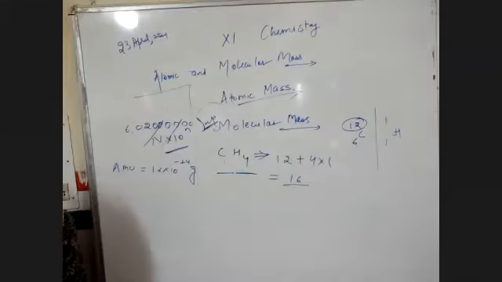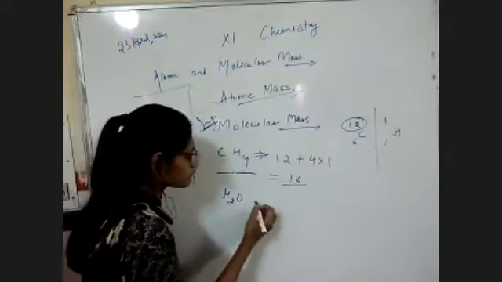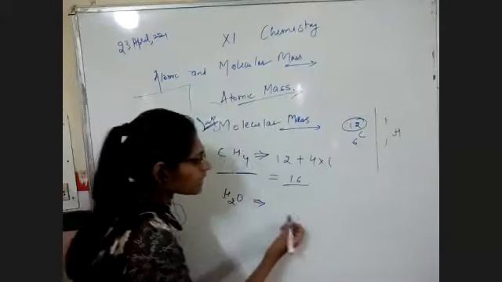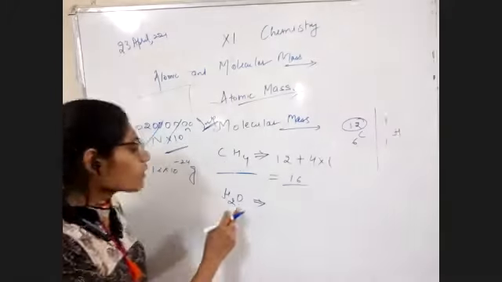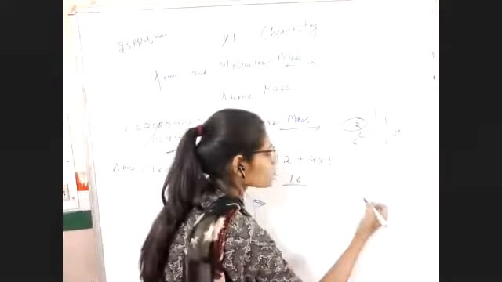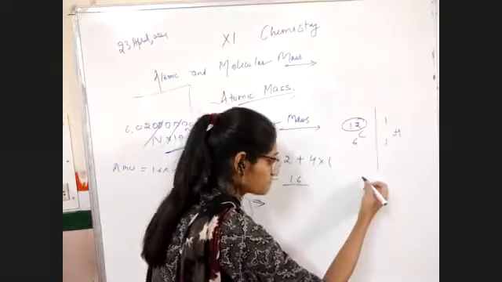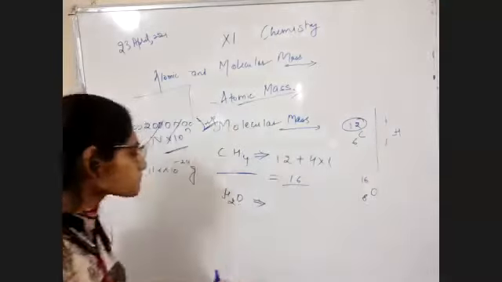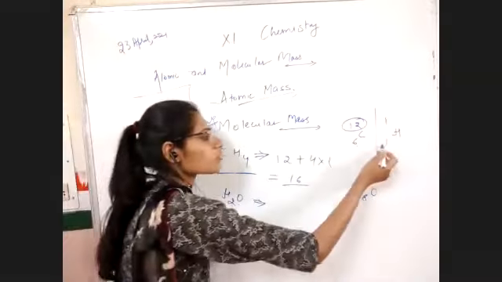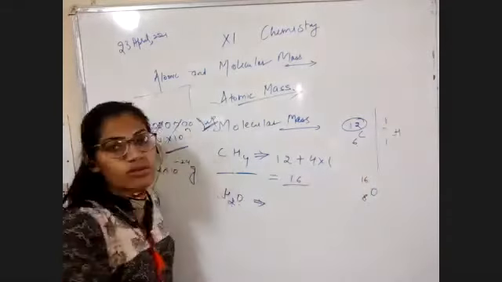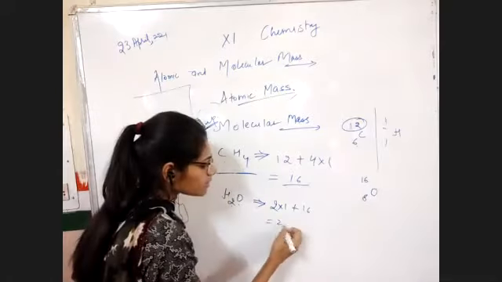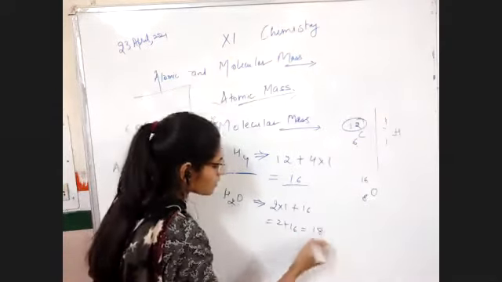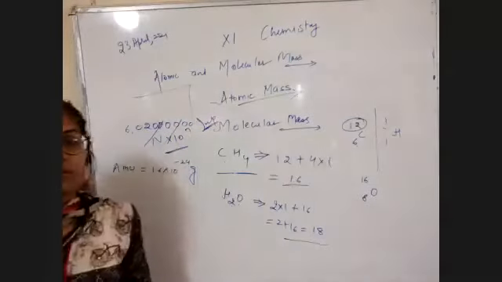So next, let's move to another example. We need to calculate the molecular mass of water. Water has one oxygen atom with two hydrogen atoms. Oxygen has atomic number 8 and atomic mass 16. And hydrogen, we know very well, has atomic mass and atomic number both equal to 1. So we put 2 into 1 plus 16. That is 2 plus 16 equals 18. So the molecular mass of water would be 18.